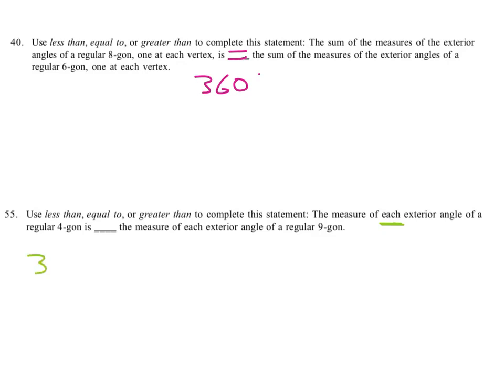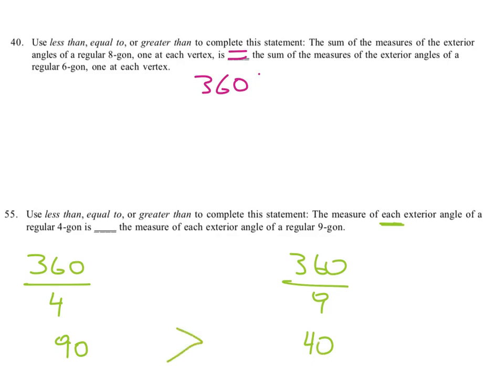Well, we've got to split up, for this fourgon, we've got to take 360 degrees and we've got to split it among four angles. For this ninegon, we've got to take 360 degrees and we've got to split it among 9 angles, right? So what do we get? Well, here we would get 90, and here we would only get 40. So it's got to be like that.